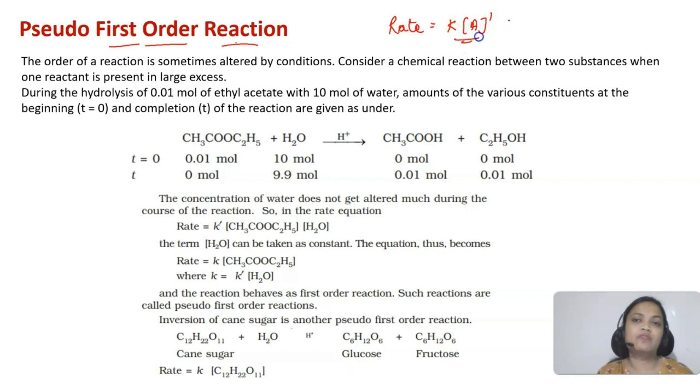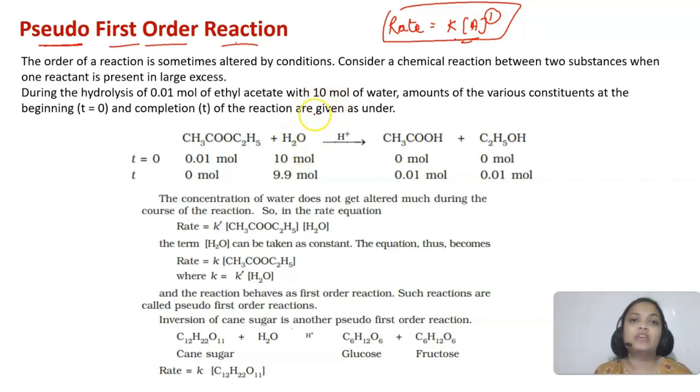Okay, the power will be 1. So that will be the first order reaction. But if I talk about pseudo first order, pseudo means it is not actually a first order reaction, but it appears like or it behaves like a first order reaction. Okay, so why does that happen? Because the order of the reaction is altered by the conditions.